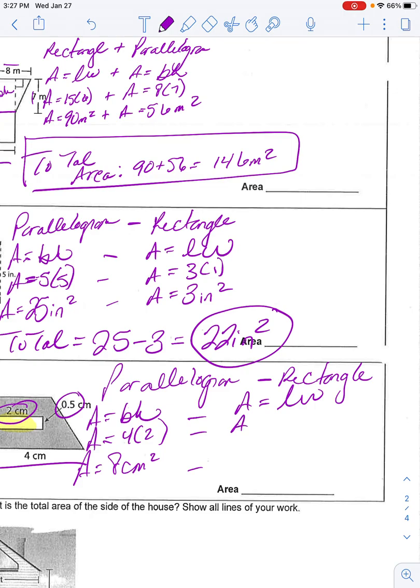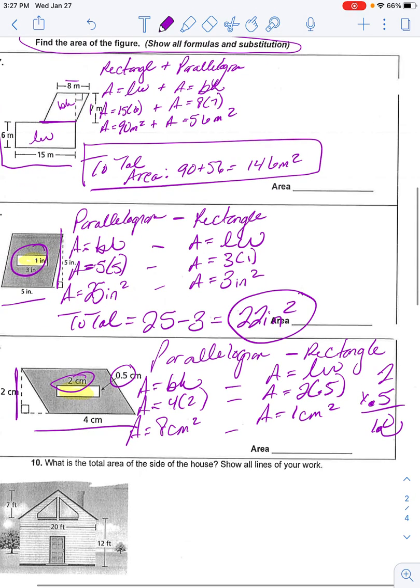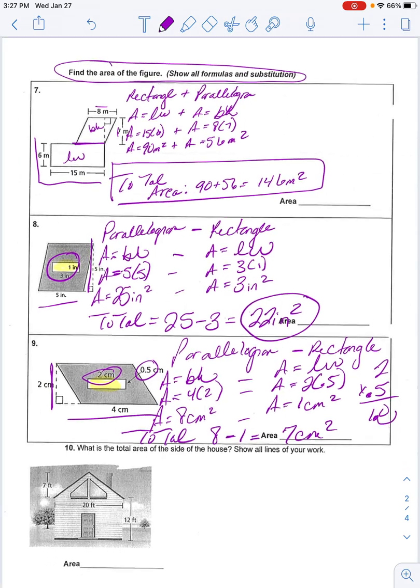So length times width, 2 times 0.5. Guys, 2 times 0.5. We know 5 times 2 is 10. Move the decimal once. It's just 1 centimeters squared is the area of that rectangle inside. So we just got to subtract it out. So total area is 8 centimeters minus the 1 centimeter that's not shaded is 7 square centimeters.